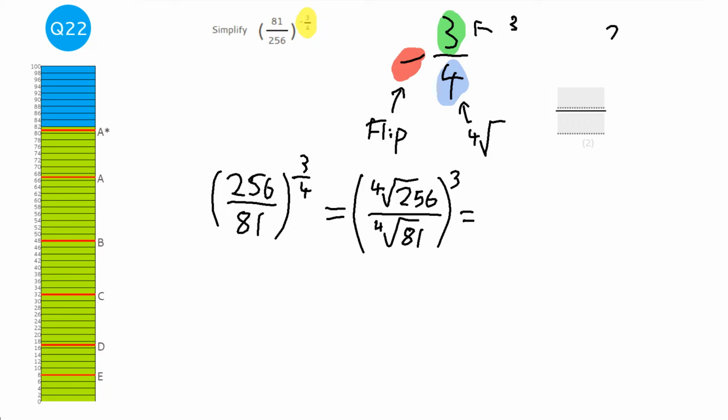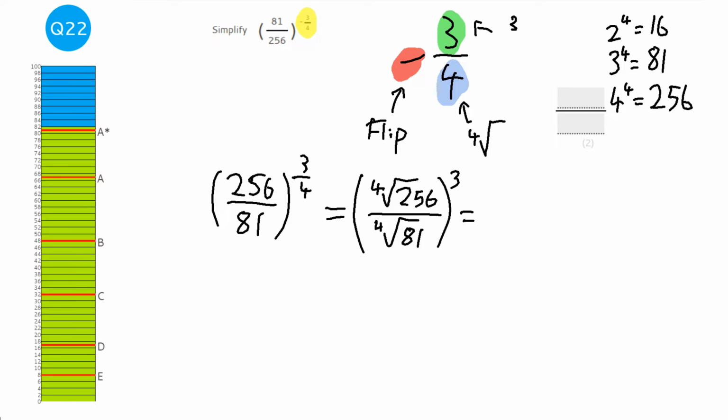So if it's 2 to the power of 4, is that going to be 256? Well, 2 times 2 is 4, times 2 is 8, times 2 is 16, so that's not quite big enough yet. 3 to the power of 4, so 3 times 3 is 9, times 3 is 27, times 3 is 81. There we go, that's the bottom one sorted. And then 4 to the power of 4, so it's slightly harder. 4 times 4 is 16, times 4 is 64, times 4 is 256.